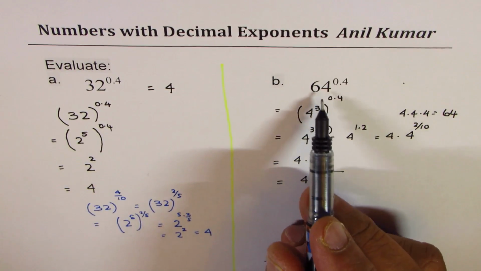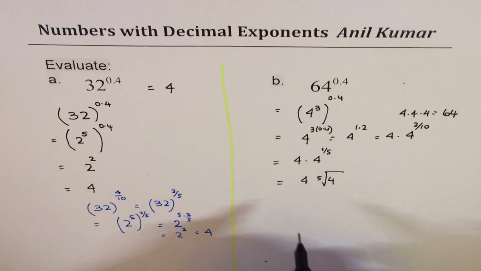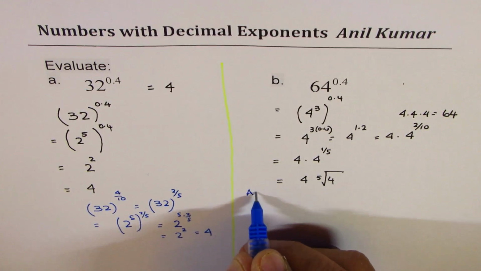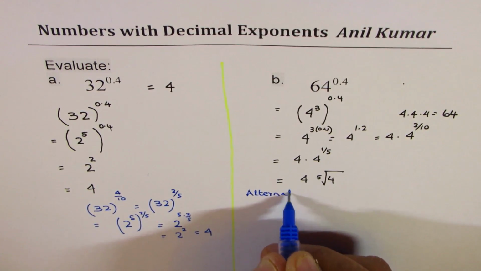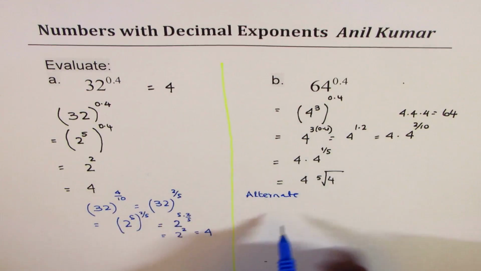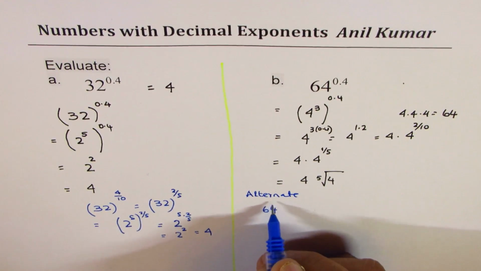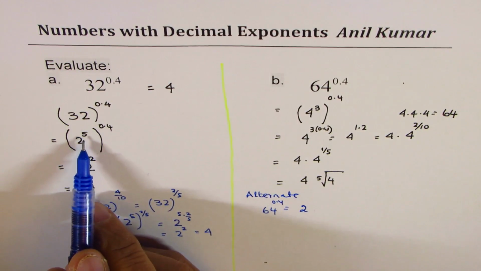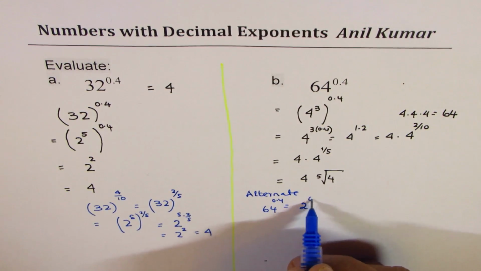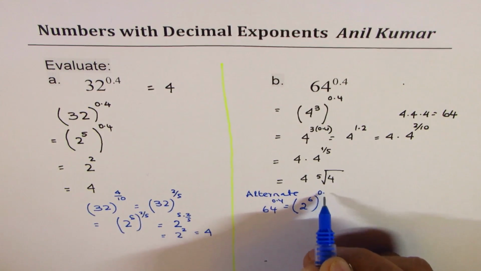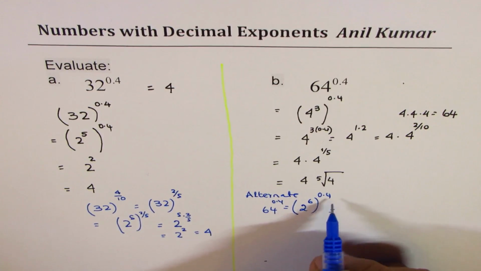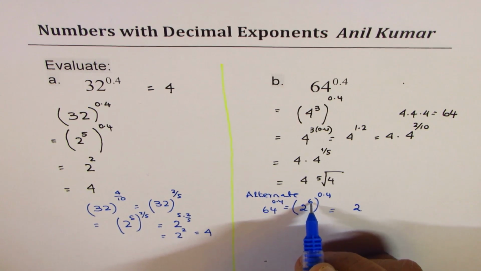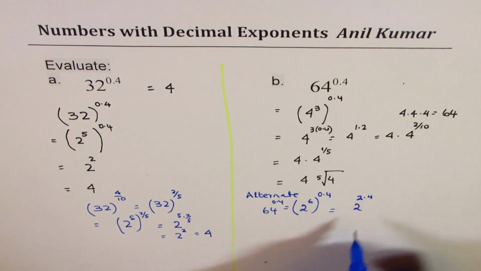What I did was I wrote it as 2 to the power of something. So, alternate method. Let me do the correct method now. I could write 64 to the power of 0.4 as 2 to the power of 6, not 5, right? 64 is 2 to the power of 6, to the power of 0.4, correct? Now that gives me 2 to the power of 6 times 0.4, which is 2.4. Do you see that?